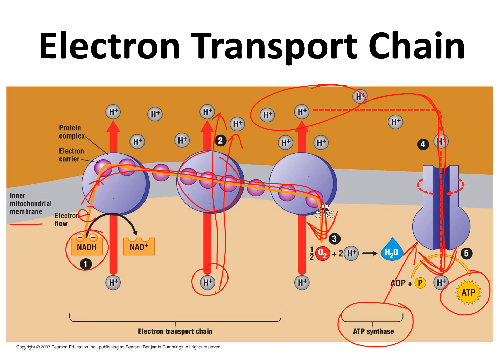And also involved in this, as those electrons are transported along the electron transport chain, eventually they meet up with oxygen. So oxygen is required for this process to form water.